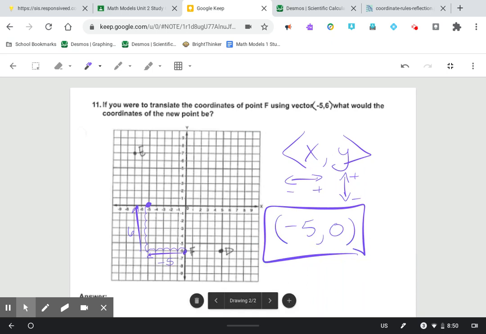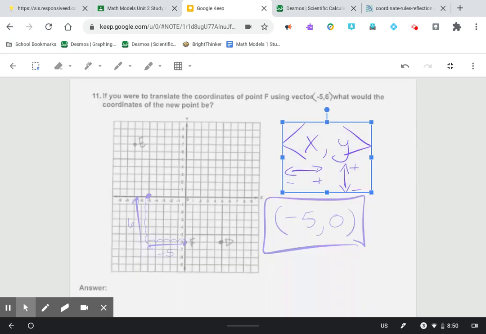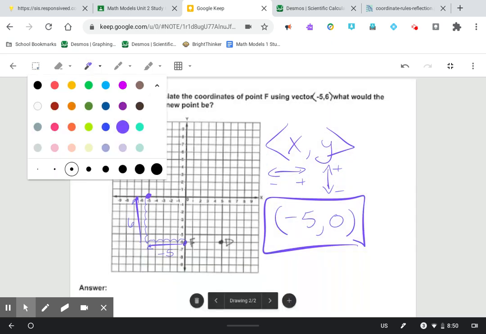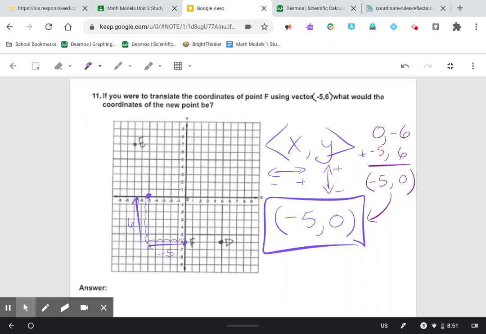The other way you could have done that is you could have taken the actual number for the point F and done math with the number and the vector. So what I mean by that, so you can see what that looks like, I can see here that the starting point for F is 0, -6, and then we're going to add the vector of -5, 6. That makes -5. -6 plus 6 makes 0, and so you can see that's what we got here. So either way works. Just what you prefer, visual or doing the actual math.